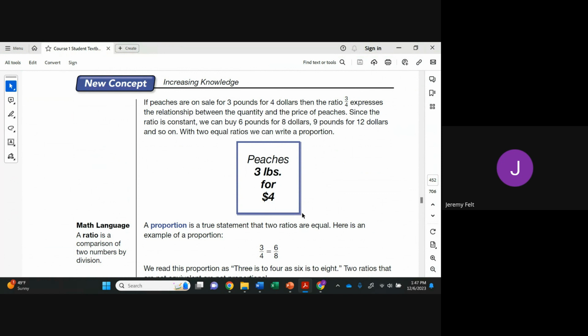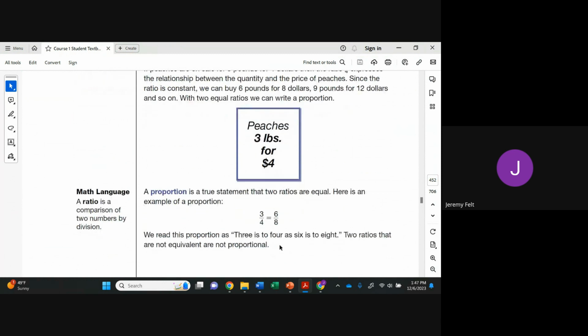Here's an example. So 3/4 equals 6/8. 6/8 would reduce down to 3/4. So these two are equal. We doubled the numerator and the denominator, but it's still equal to 3/4.